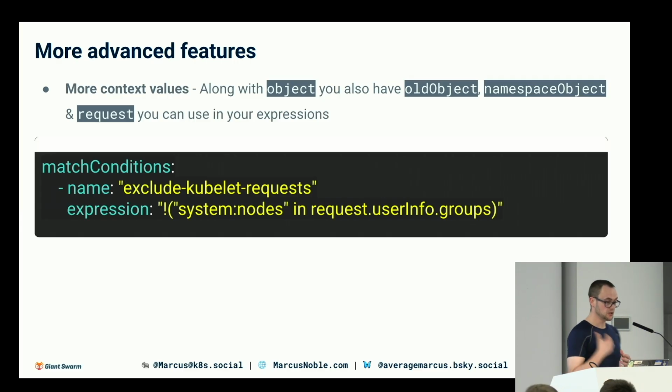So for example, here, I implicitly trust the kubelet. I think the kubelet knows what it's doing. I'm not going to apply any policies to the kubelet. And I know that the kubelet belongs to the system:nodes group. So I'm going to have an exclude here that checks the request.userInfo.groups to see if it's part of system:nodes. And if we find out that it is, this policy doesn't apply to that. So kubelet, do what you want.